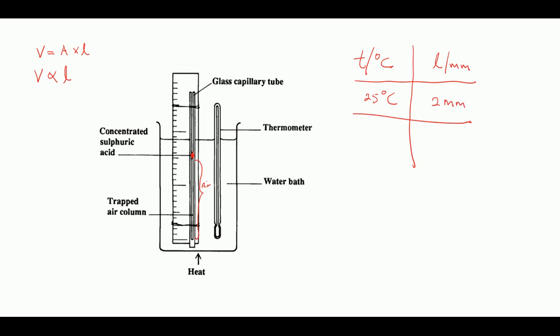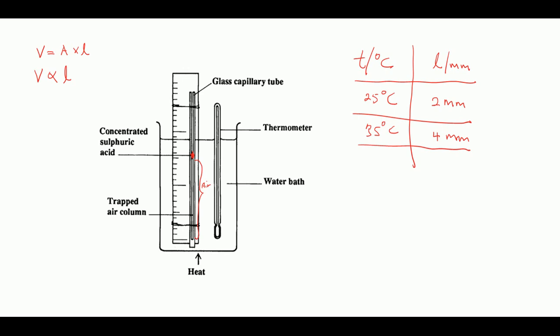Then we're going to apply heat to the water. We're going to heat the entire container. The temperature of the water is going to increase. So at this new temperature, let's say 35 degrees C, we're going to measure the new length of the air column, right? Let's say we get 4 millimeter, right? So basically this is how we collect data from this experiment.